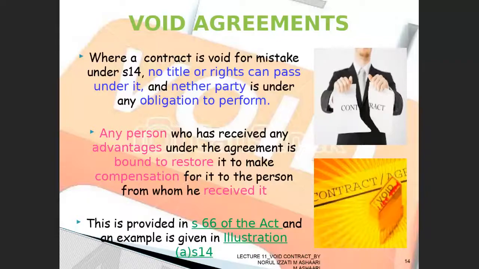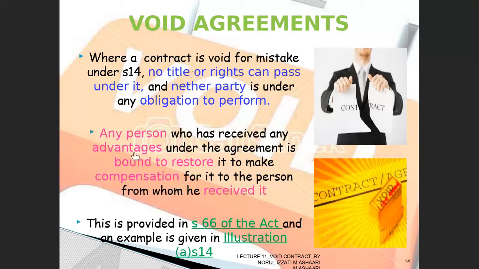Okay, class. So what are the implications when you identify that the contract is void under a certain scenario? Based on the Contract Act, both parties have no right to perform any obligation. If you look at the wording here, no title or no right can pass under it. Neither party is under any obligation to perform. That means both parties don't have to perform, right?